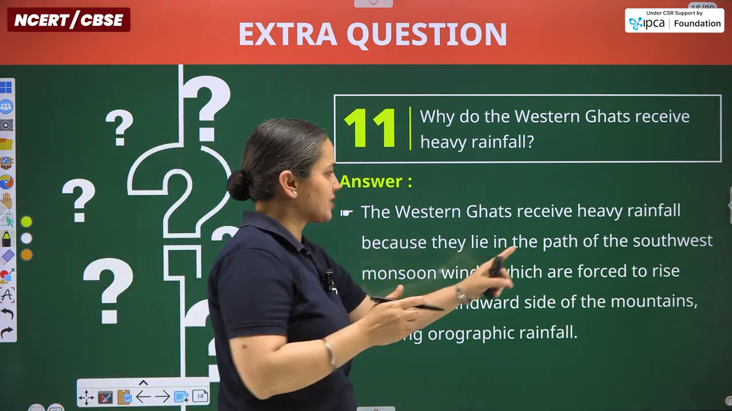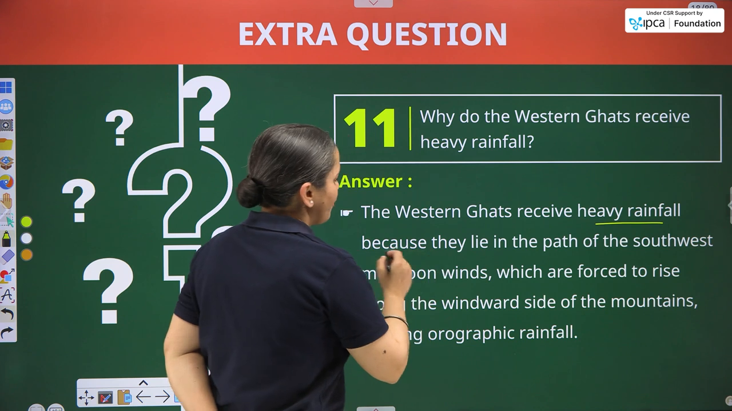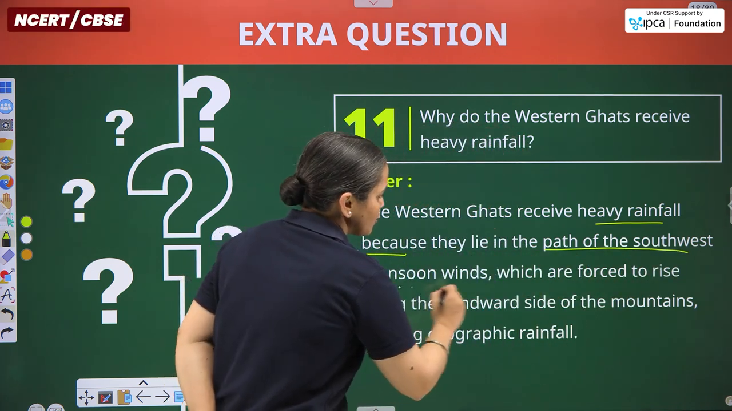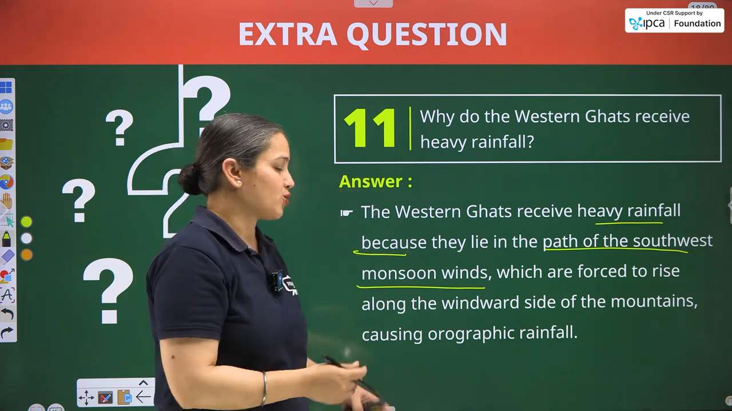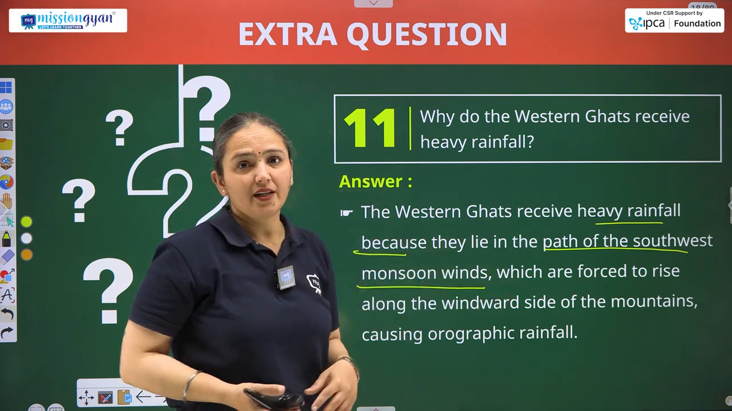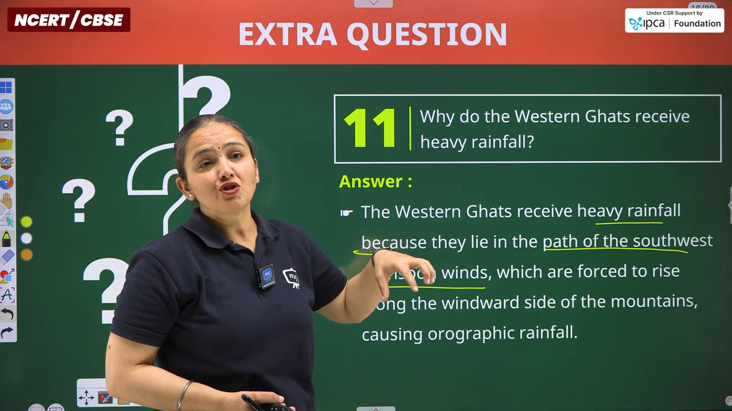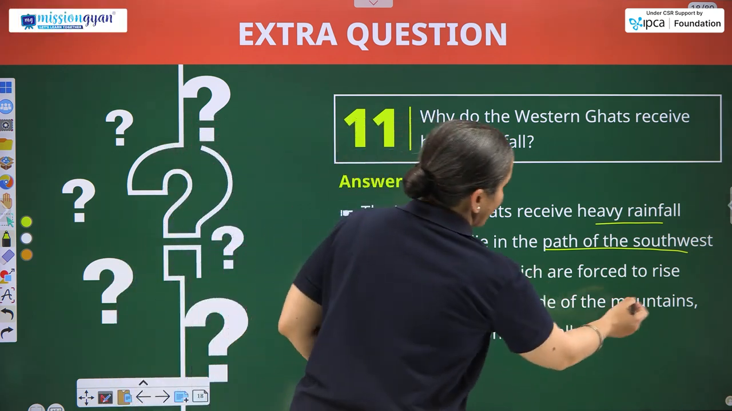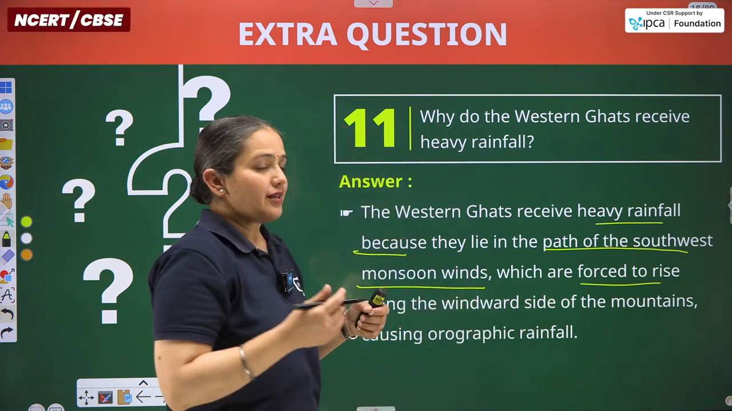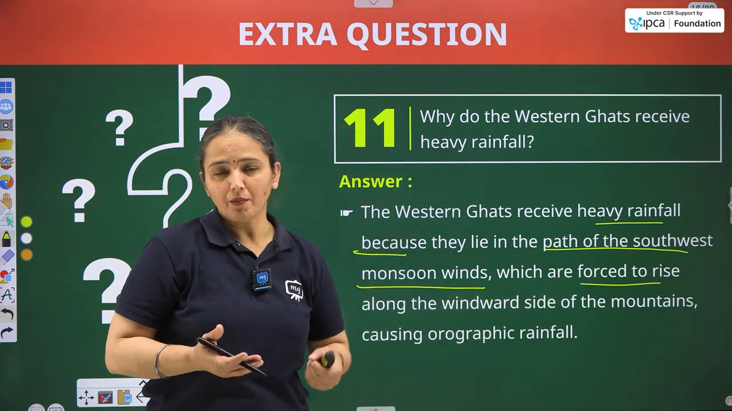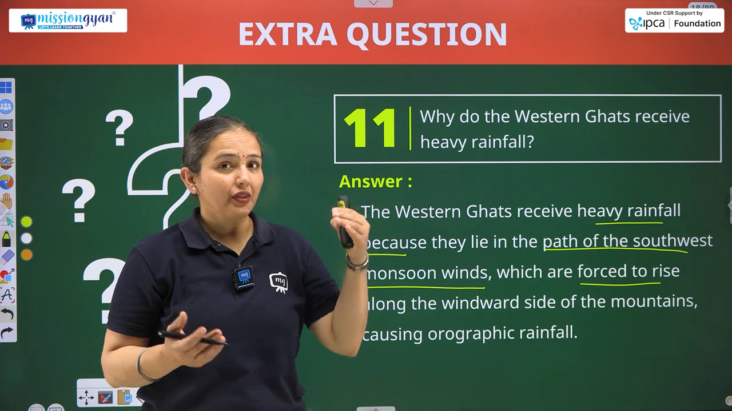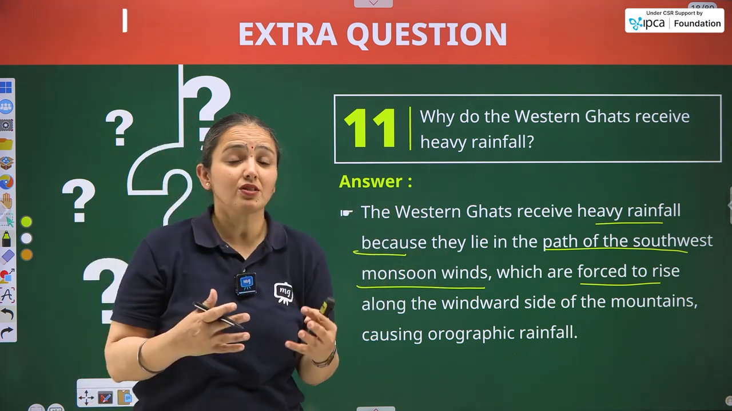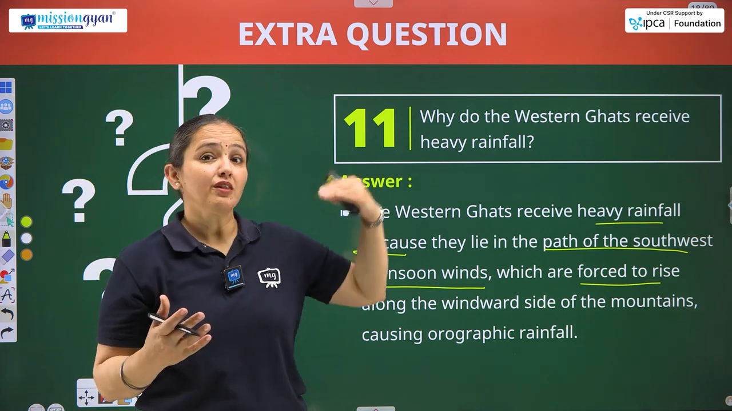So here's the answer. The Western Ghats receive heavy rainfall because they lie in the path of the southwest monsoon winds. As the southwest monsoon winds try to enter the Indian mainland, what physical feature comes first? It is the Western Ghats themselves, which force the winds to rise. The wind has to blow without any interruption, and now the Western Ghats are creating that interruption. So how is this wind going to blow in the further region?